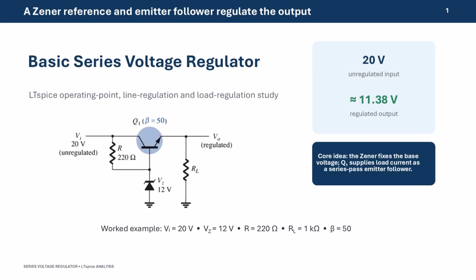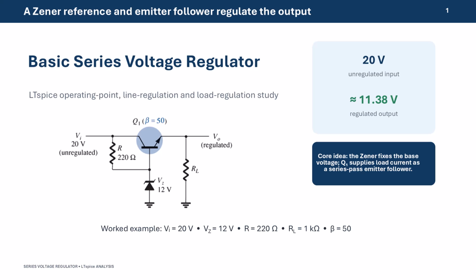This lesson examines the simulation of a basic series voltage regulator using LTspice. The circuit combines a 12-volt Zener reference with an NPN transistor connected as an emitter follower. The unregulated input is 20 volts, while the regulated output is expected to be approximately the Zener voltage minus the base emitter voltage. That gives a first estimate of 11.3 volts.